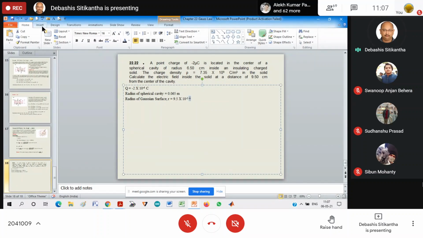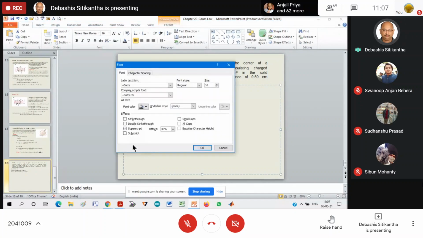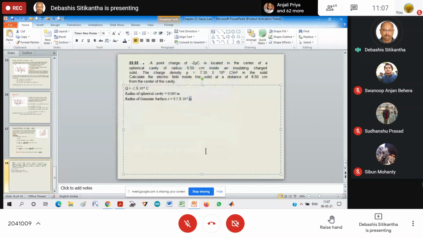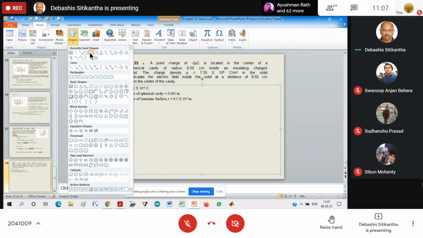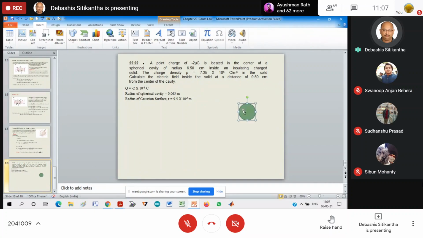Okay. Now first what we have to do? We have to visualize the problem first. So let us see how the thing is going to look like. So first, a point charge of this much is located in the center of a spherical cavity of radius 0.65 cm inside an insulated charged solid. Okay, first let us try to visualize the problem. Yes, can anybody visualize it? Maybe this is a little bit tough for you.